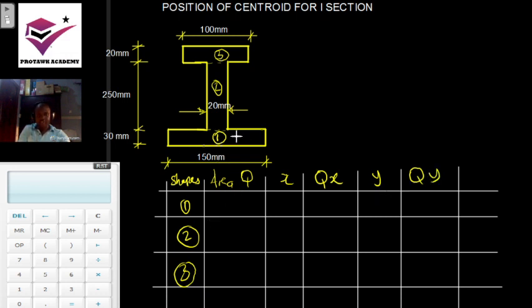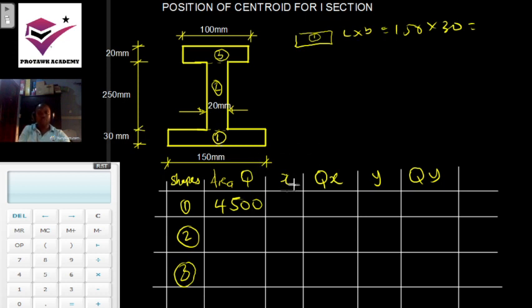Okay, for the first area, we look at the first shape here. We want to get the area. Shape 1, area is length times breadth, and this will be equal to, we have the length is 150 while the breadth is 30, so we have 150 by 30. If we punch that with calculator, we are going to have 4,500. Okay, so area of 4,500.